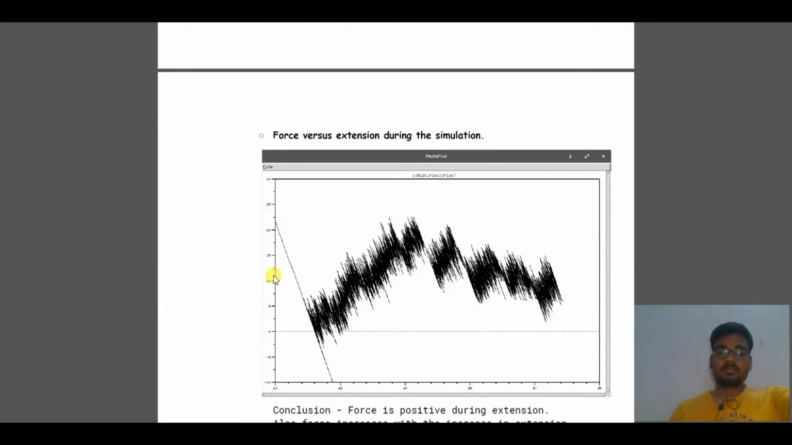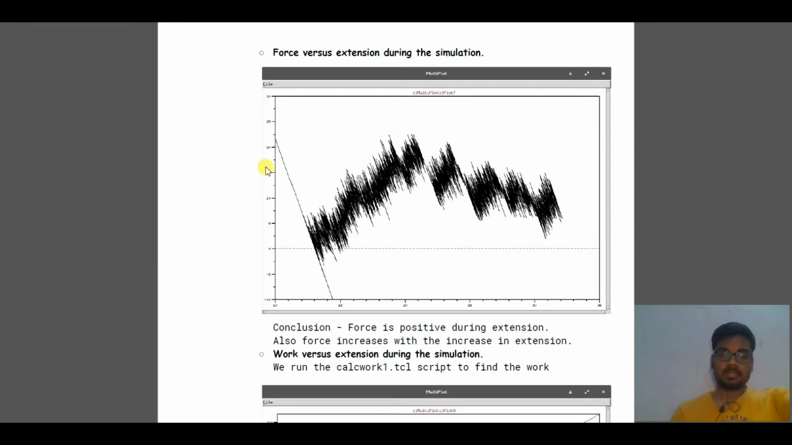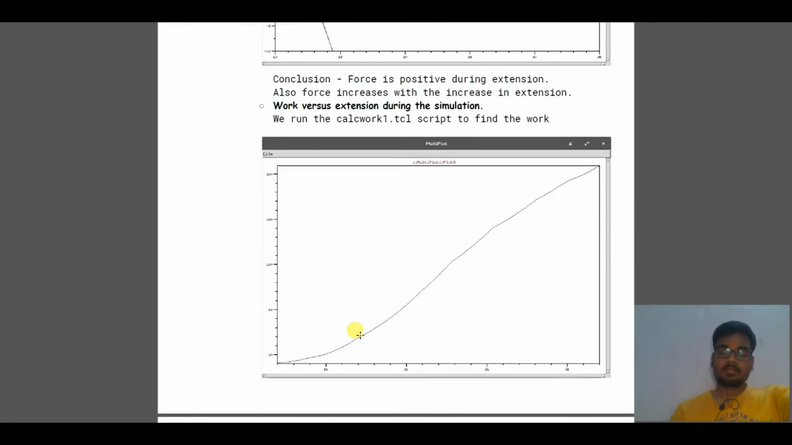Now this is the force versus extension during the simulation. So here we can see force is always positive during extension, and also force increases with increase in extension, and decreases by a small amount after some time, after some extension. So this is the work done using the work versus extension graph, and we can see as the extension is increasing, we are doing more work.